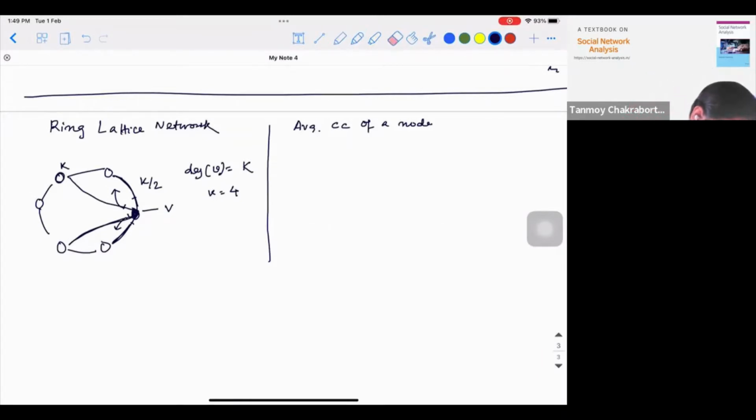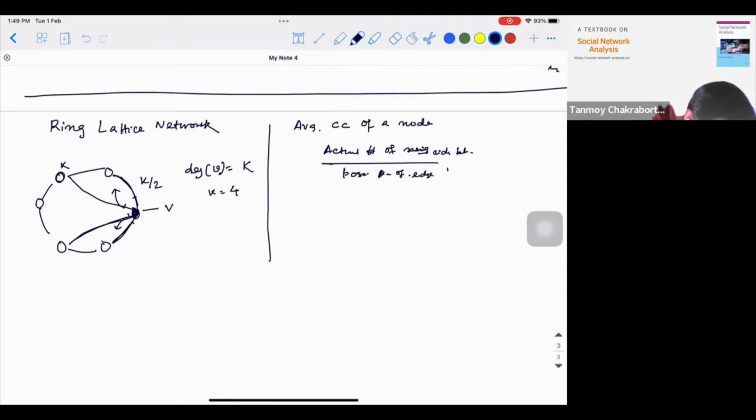So the actual number of edges between neighbors and the possible number of edges between neighbors, right? The possible number of edges among the neighbors is fixed, which is k into k minus 1 by 2. There are k neighbors, so the possible number of edges would be k into k minus 1 by 2. Now let's look at the actual number of edges among the neighbors in this particular graph.